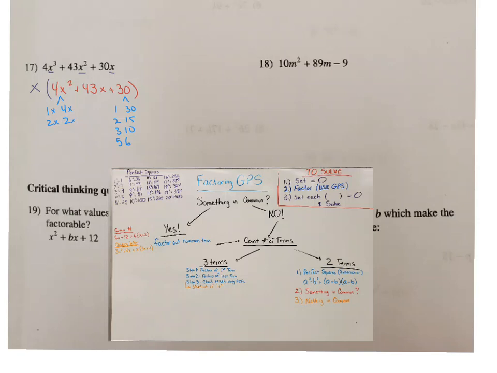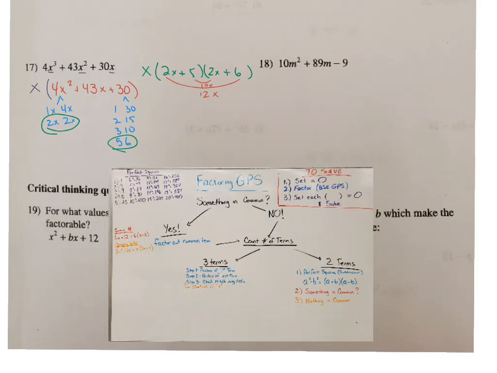So now I just got to guess. I have no idea which one's going to work. So my first guess is I'm going to guess 2x and 2x, and 5 and 6. So I put x outside the parentheses because it's just there. I'm going to say 2x, 2x, plus 5, plus 6. Now I'm going to do the outside. I get 12x. I'm going to do the inside. I get 10x. Together that's 22x. Not what I want.